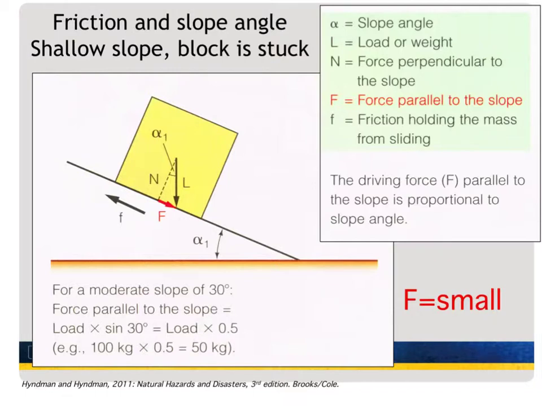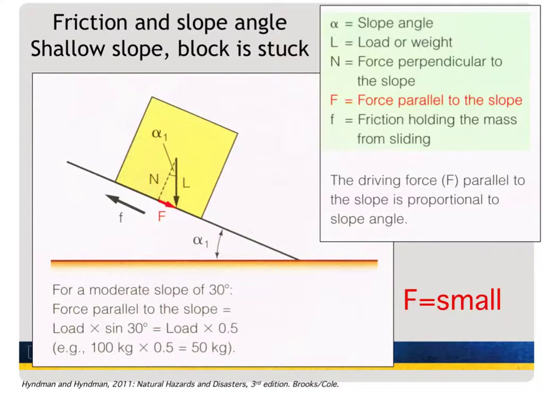Whether or not a mass on a slope will slide really comes down to the forces of gravity and friction, balanced with the slope angle. If you look at the force diagram on this block here, it's resting on a slope with an angle alpha 1. The weight of the block, L, is pulled by the force of gravity, so we have a force here, L, that's pulling straight down on the block due to gravity pulling on the mass of the block.